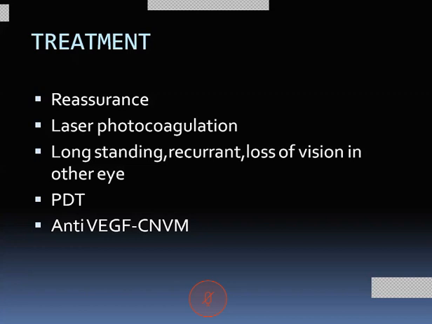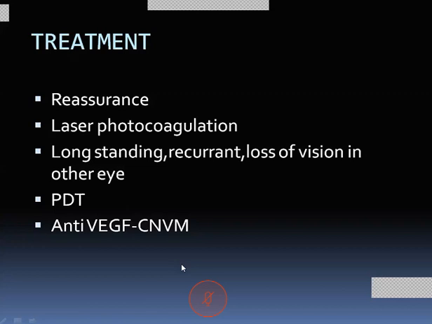do the focal laser. In other cases, if it is not responding to the laser, then we can go for photodynamic therapy. The complication in CSR is the choroidal neovascular membrane. Even in myopia, we have seen that the complication is the choroidal neovascular membrane. If there is a choroidal neovascular membrane, definitely it should be treated with anti-VEGF drugs. So that is about CSR.